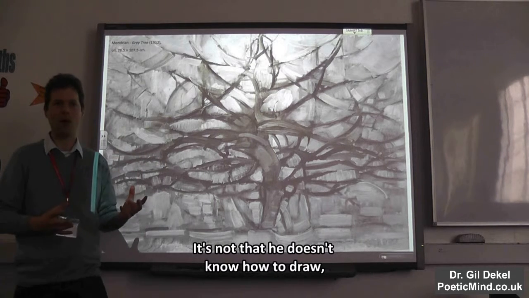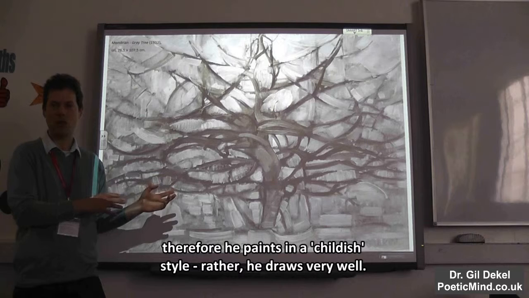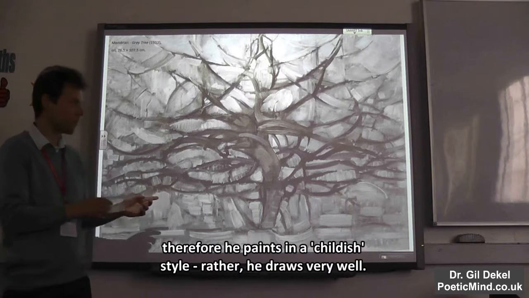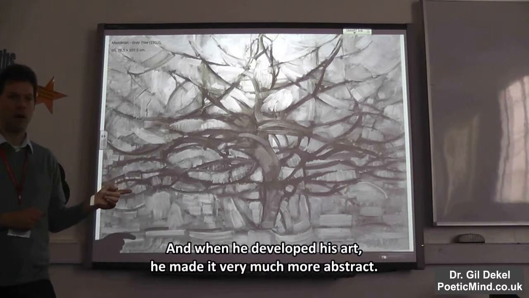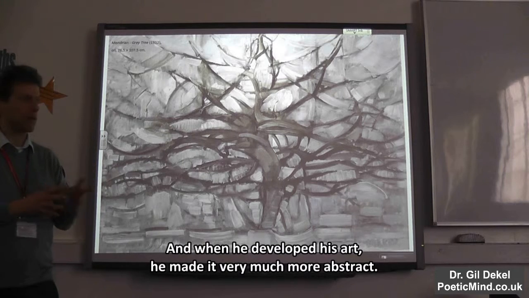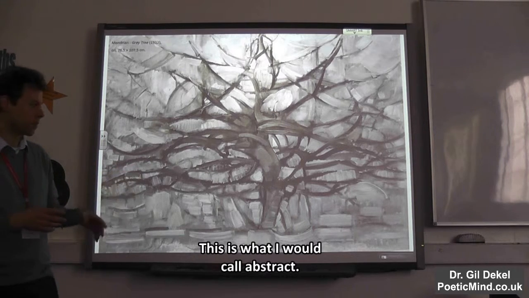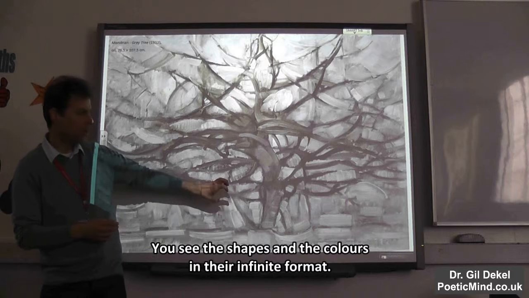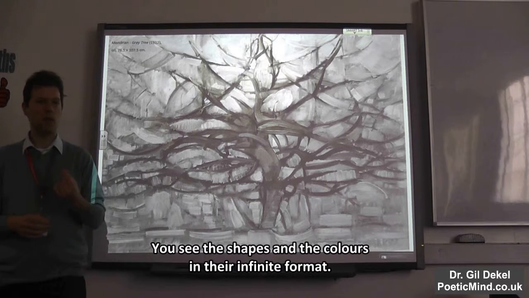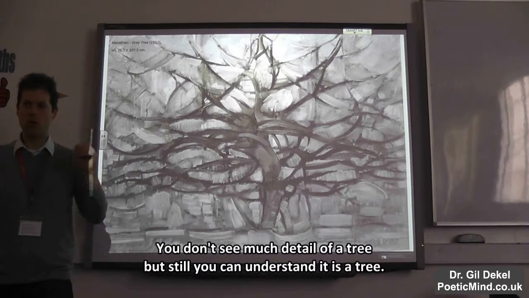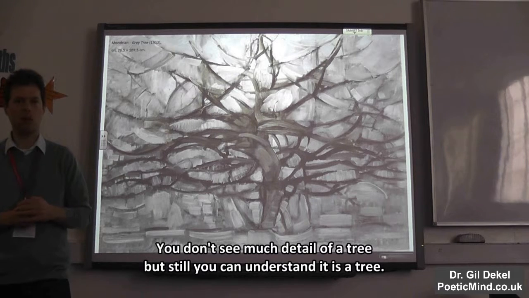It's not that he doesn't know how to draw, therefore he does childish things. He draws very well. And when he developed his art, he made it very much more abstract. This is what I would call abstract. You see the shapes and the colors in their infinite format. You don't see much detail of a tree, but still you can understand it is a tree.